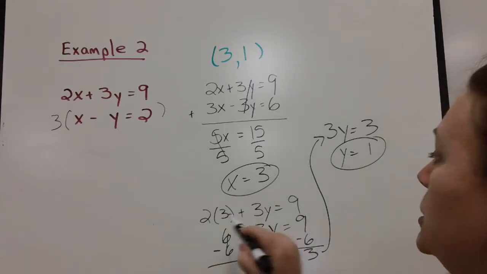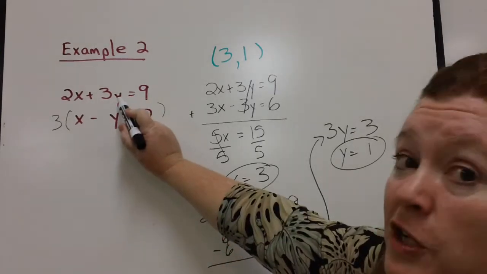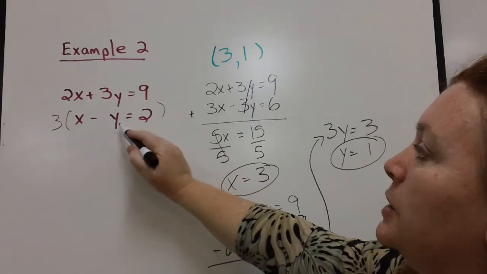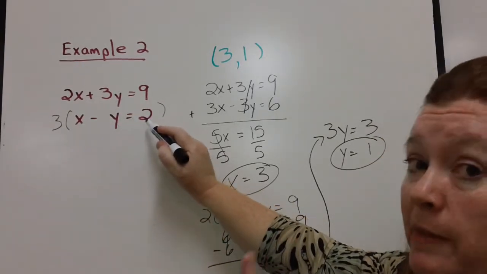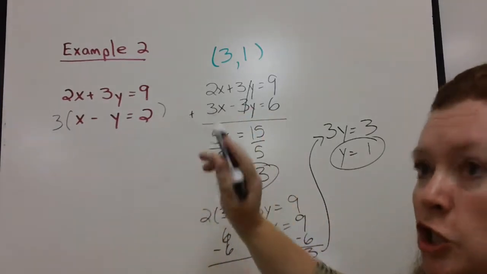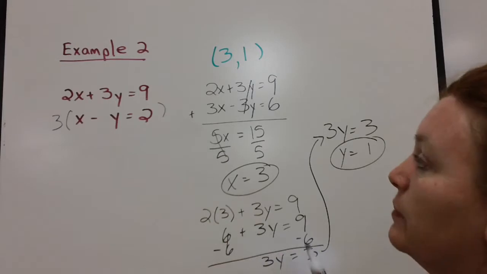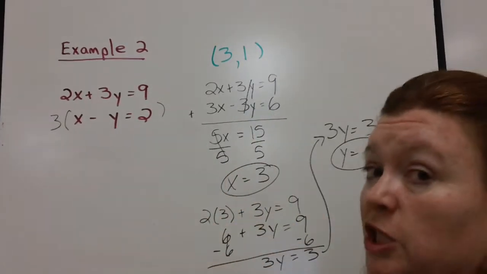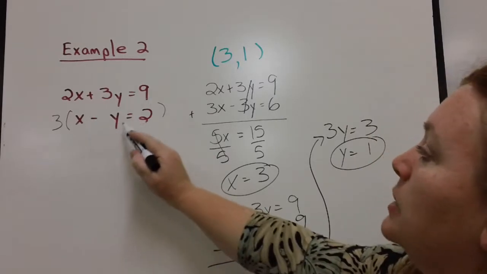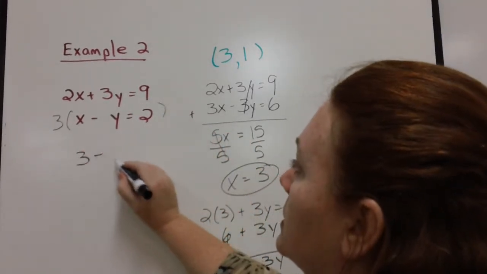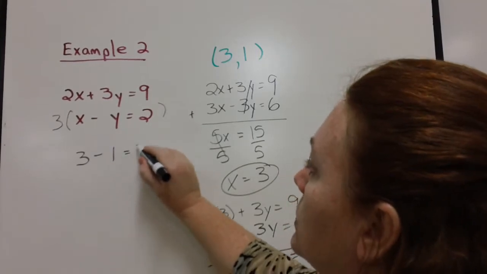I just plugged this 3 into the first equation. Let's try the second equation: x minus y equals 2. Remember, we cannot use this one over here. Use the original just to make sure, because if something's wrong, maybe that was your error. So we want to go back to an original equation. X minus y equals 2.